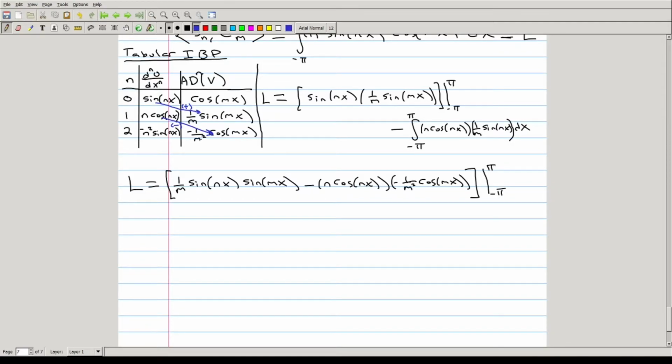We have one final term, which is an integral term. It's the integral of this times this positive. So plus the integral from negative pi to pi of negative n squared sine of nx times negative 1 over m squared cosine of mx dx.